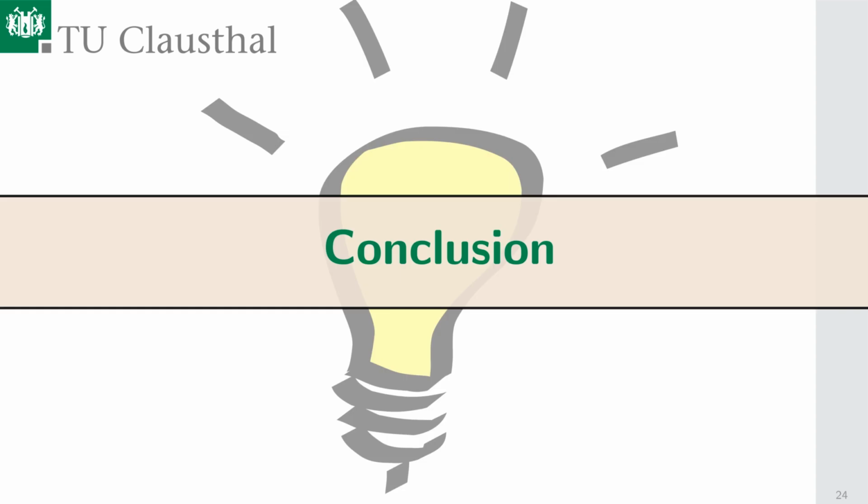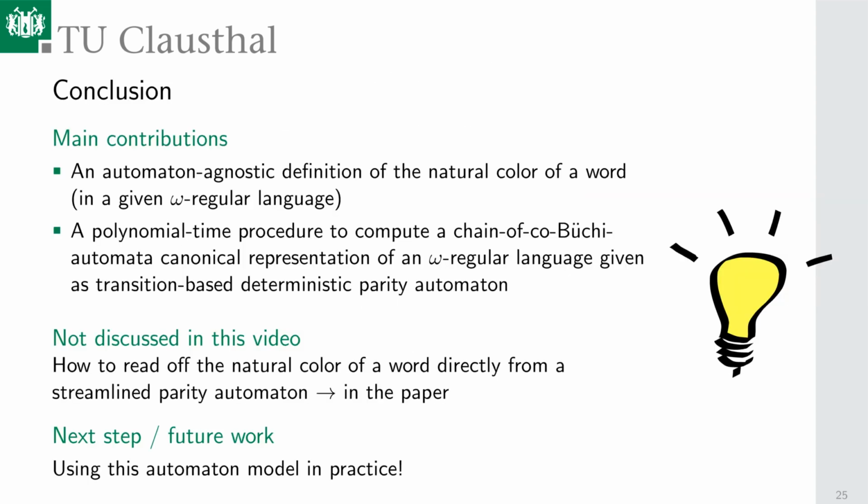Let us now conclude. The paper to which this video belongs makes two contributions. The main conceptual contribution is an automaton-agnostic definition of the natural color of a word in a given omega regular language. The main algorithmic contribution is a polynomial time procedure to compute a chain of co-Büchi automata representing an omega regular language in a canonical way.